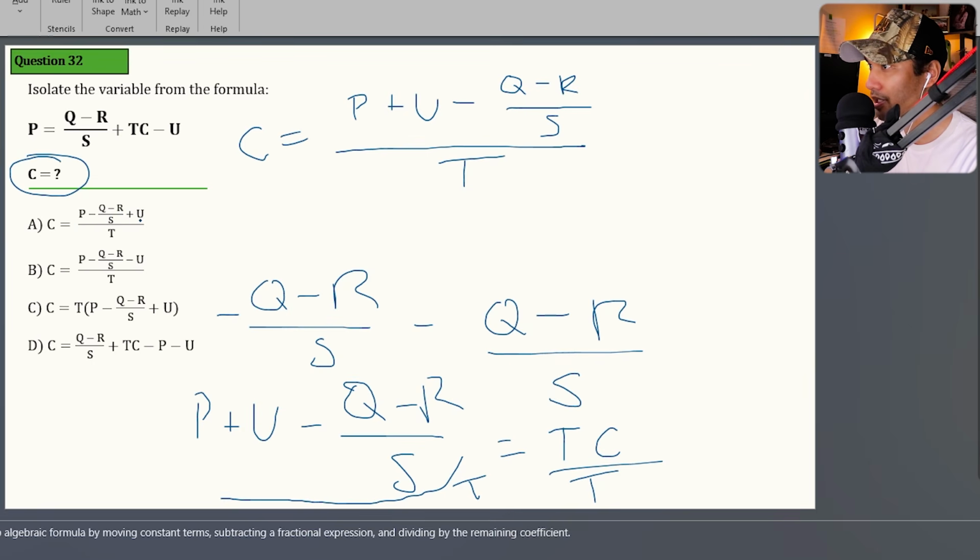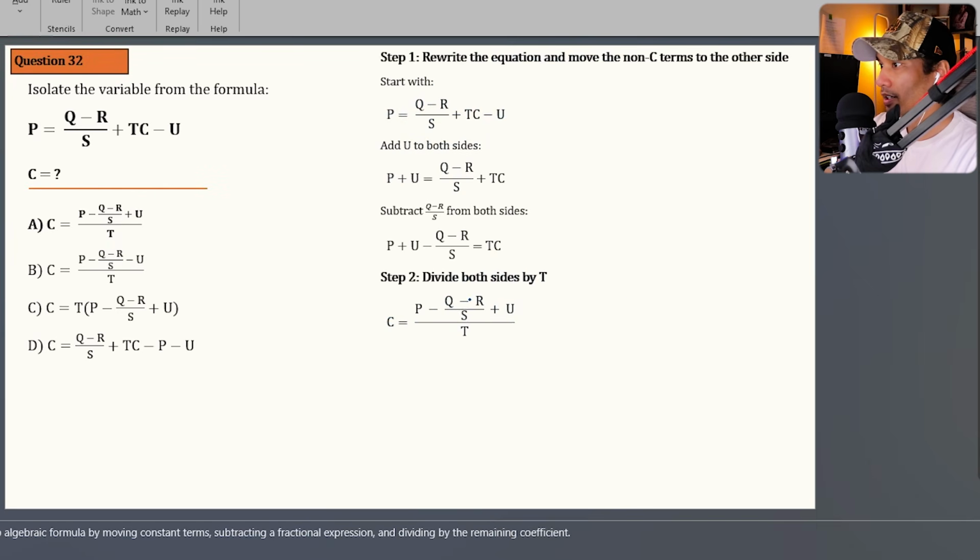Let's just check each one carefully. P minus Q minus R over S plus U over T? I think it's A. C equals P minus Q minus R. Is it plus U? Oh, see, that's where we have to be careful. This one's minus U. And this is definitely not the right answer, and this is definitely not the right answer. So yeah, it is A. And this is how to solve it: subtract Q minus R over S from both sides, because Q minus R over S is its own term.